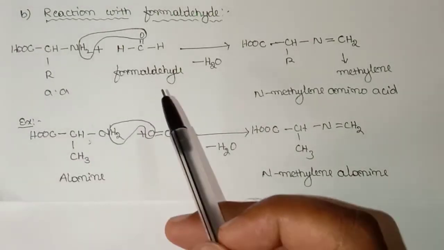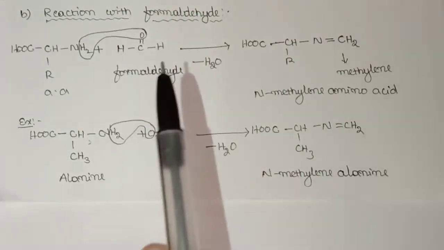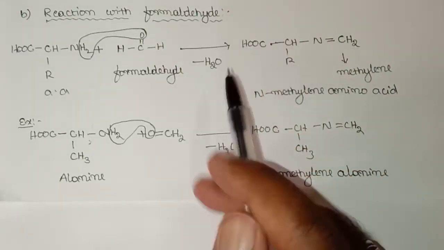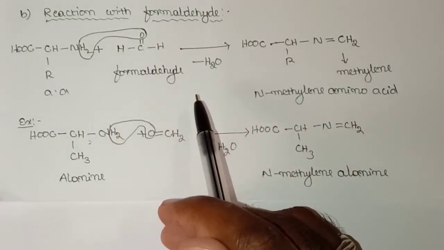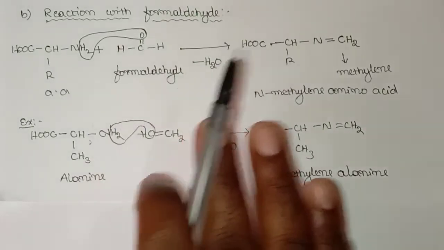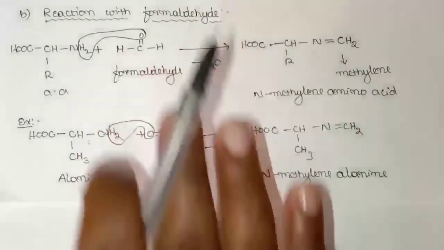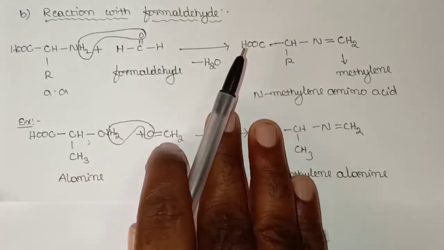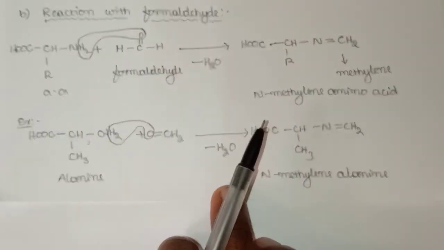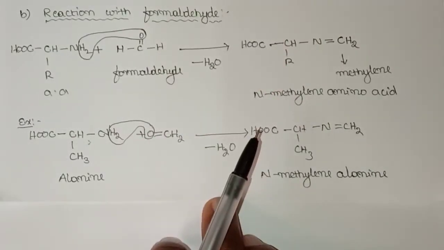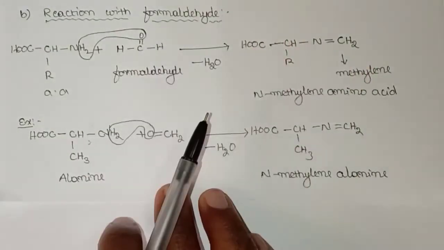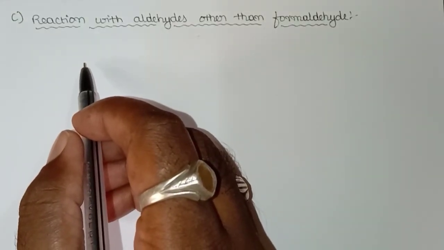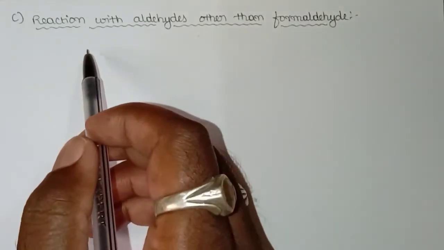So we can get one doubt over here. Here I have considered only formaldehyde, which is the first member of the aldehyde group. But the question that comes to our mind is how an amino acid is going to react with an aldehyde other than formaldehyde. The reaction of amino acids with aldehydes other than formaldehyde is very important, and we shall look at it now and see what the significance of that reaction is. Now we shall see the reaction of amino acids with aldehydes other than formaldehyde.